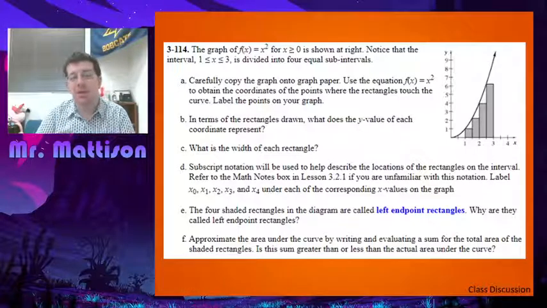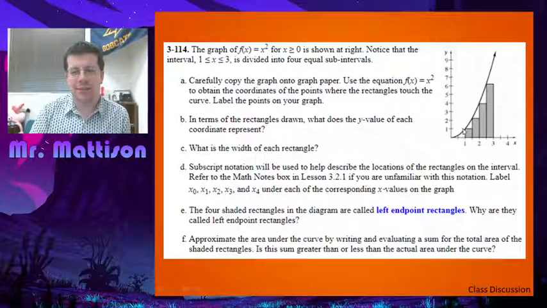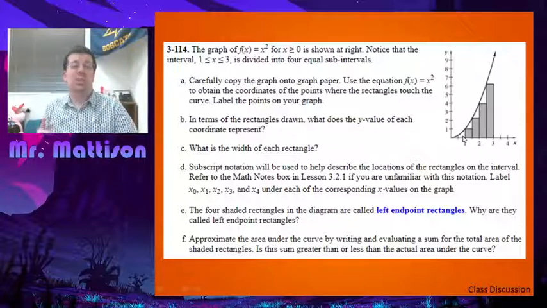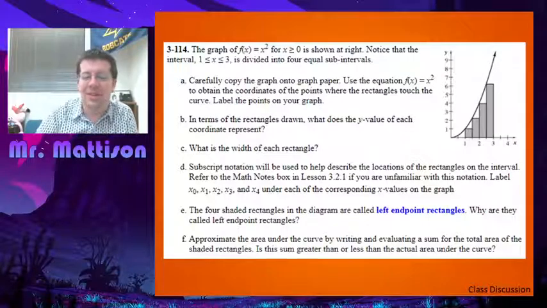Okay, so you can probably make a pretty good guess as to what a right endpoint rectangle would look like, right? As opposed to hitting on the left-hand side, we would just hit them on the right. So this first rectangle would be slid up so that it touches here and goes over to that side. Okay, so that would be a right endpoint rectangle, and spoilers, that's what we're going to end up doing next. So let's see if we can approximate the area under the curve by writing an equivalent sum for the total of all of the shaded regions. Write the sum. Is it greater than or less than the actual area under the curve?